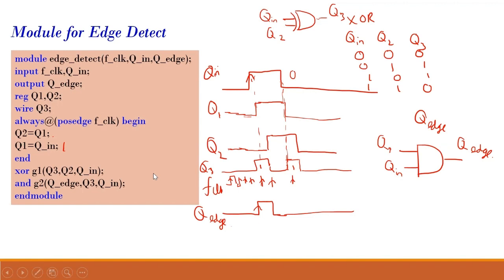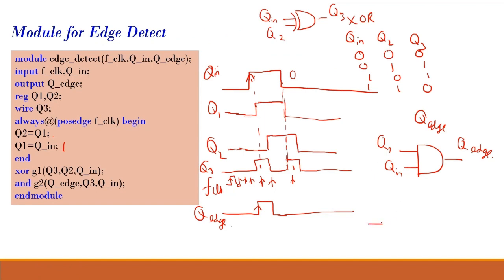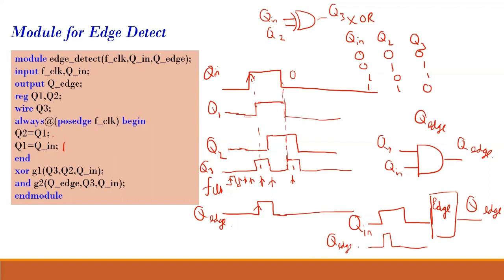What is Qn? Qn is my input. So effectively the output of your edge detector is like this. This is my edge detector circuit. This is my Qn, and the output is Q edge. So the output of the edge detector circuit will be like this. This will be your Q edge. When it rises, it will give a short pulse. That is what an edge detector circuit is.